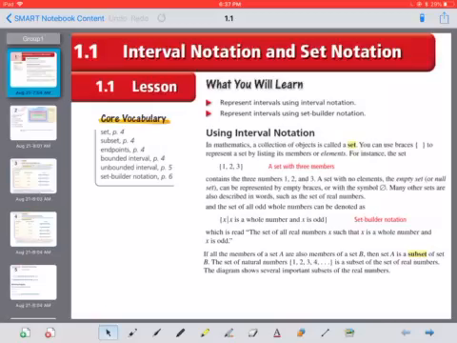Okay, this is Chapter 1, Section 1, Interval Notation and Set Notation. We're going to learn about interval notation and what is called set builder or set notation. Before we start, we need to talk about sets and subsets. A set of things is a collection of objects. That should be pretty easy, but there is something you may not be aware of.